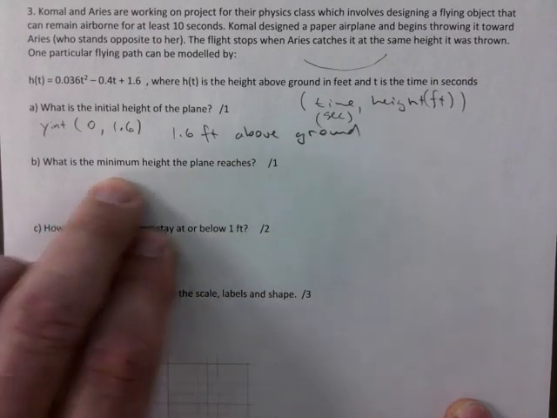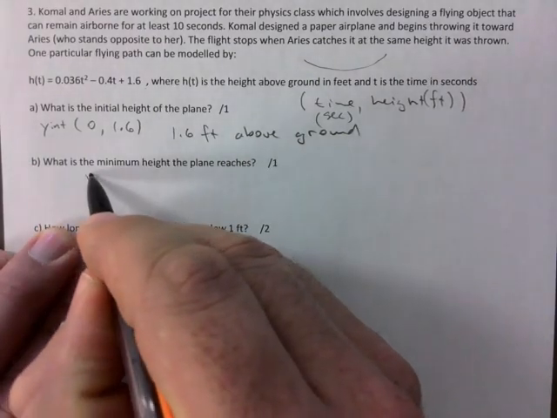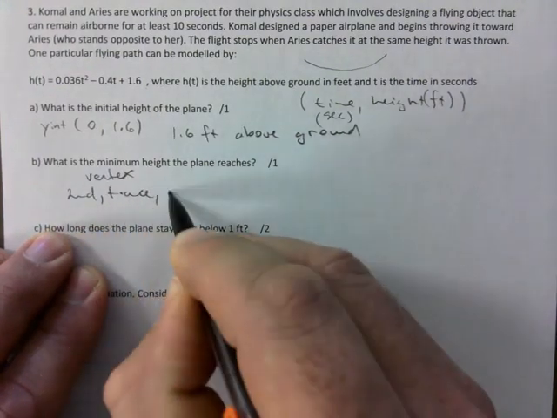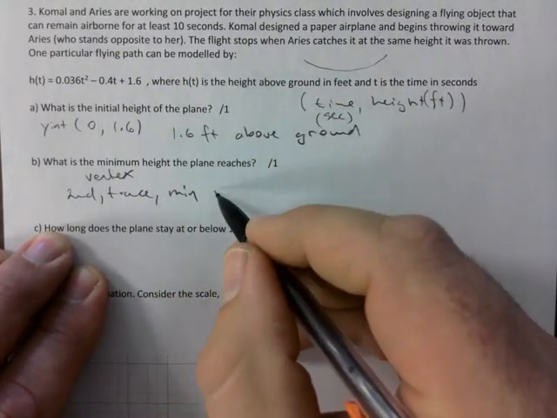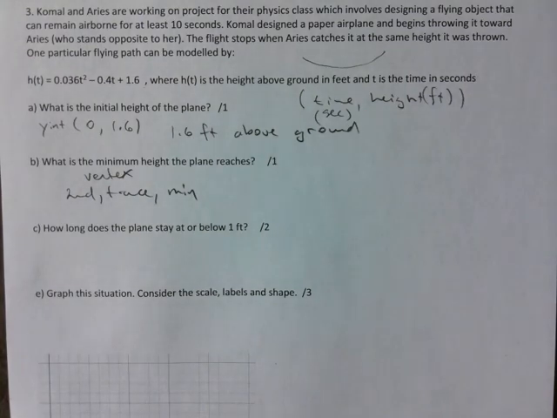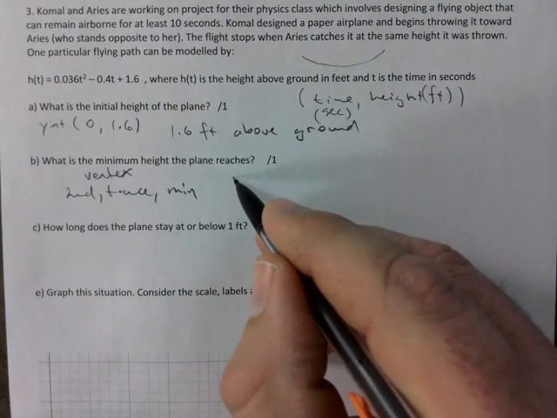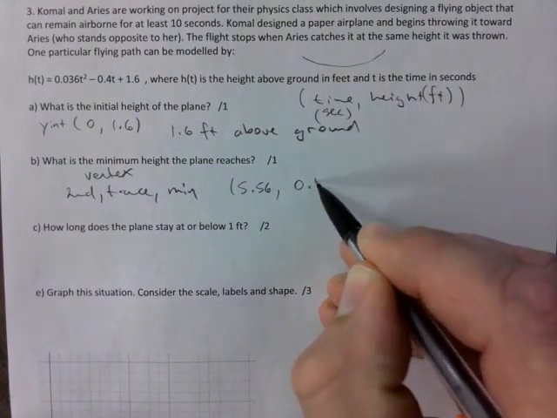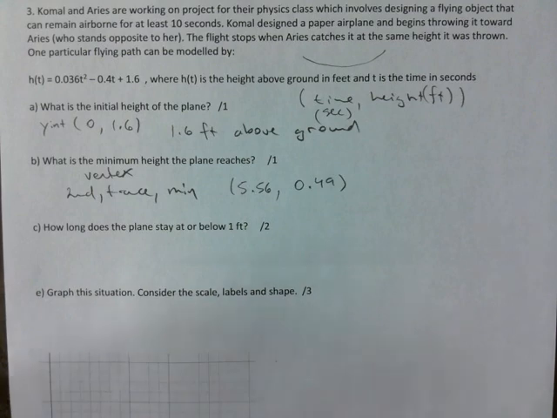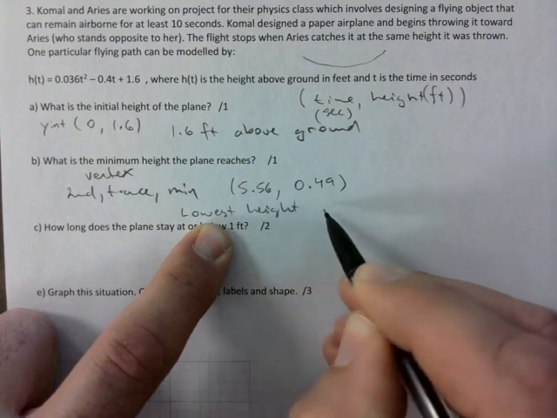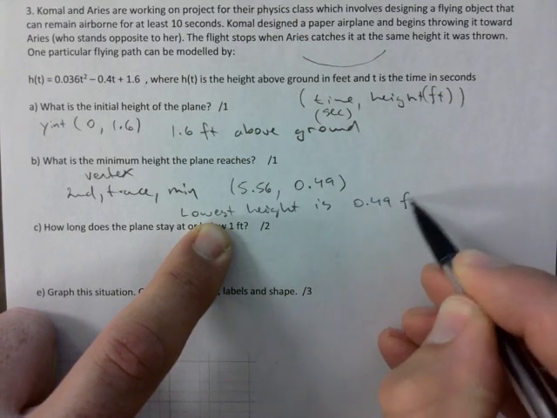The minimum height the plane reaches, okay, that's the vertex, if you ask me. So second trace min, okay? I looked at all your papers, and you had a graph on it, which means I'm pretty sure you know how to find everything. So I'm just going to give you the coordinates of the vertex. This is what you get for your vertex. So the lowest height is 0.49 feet. Okay.